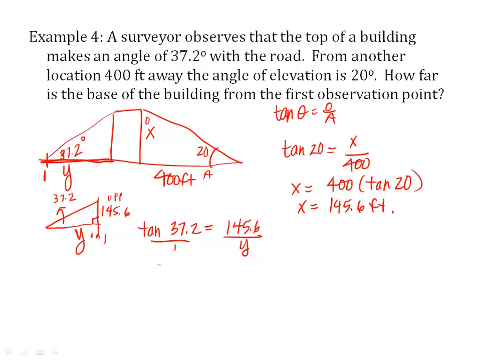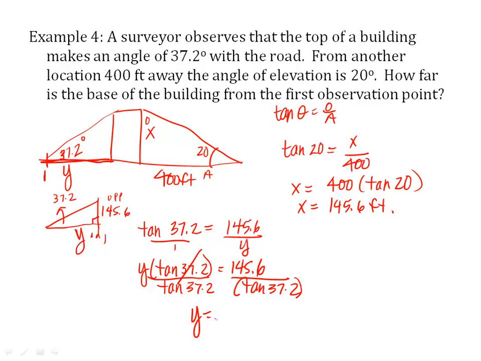If I cross multiply, you get y times the tangent of 37.2 equals 145.6. In order to get y by itself, I have to divide by the tangent of 37.2. I've got to do that to both sides. Now be careful, don't put in your calculator 145.6 divided by 37.2. It's the tangent of 37.2, so make sure that's in parentheses. When you do that, you're going to find out that first observation site is about 191.8 feet away. All right, so again, complete thought.